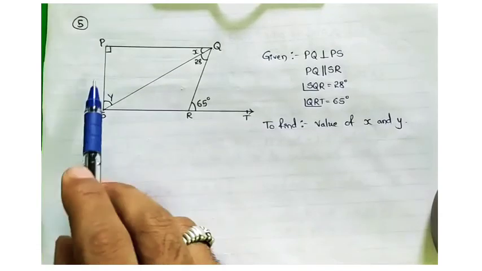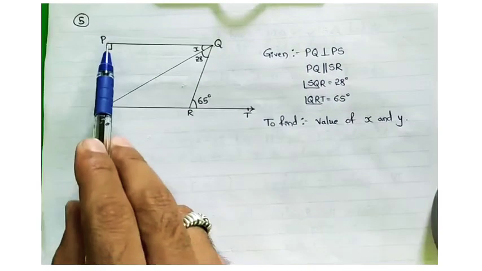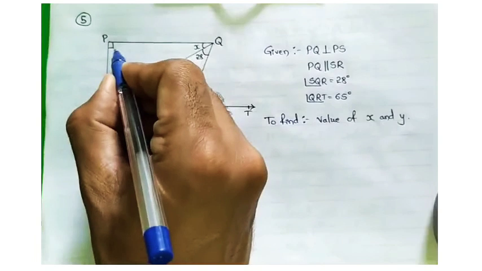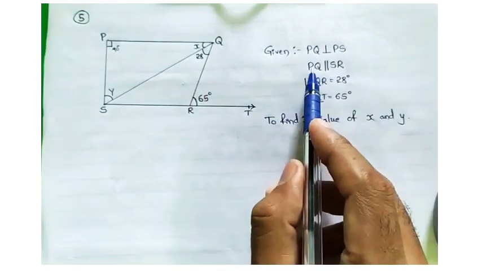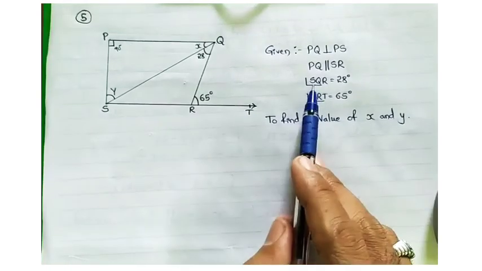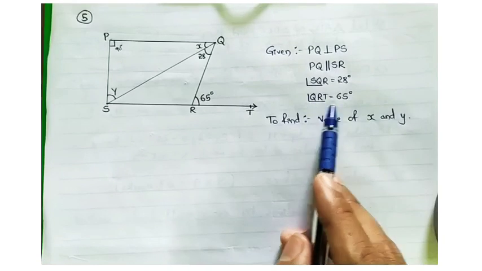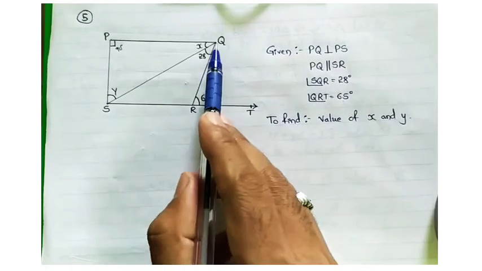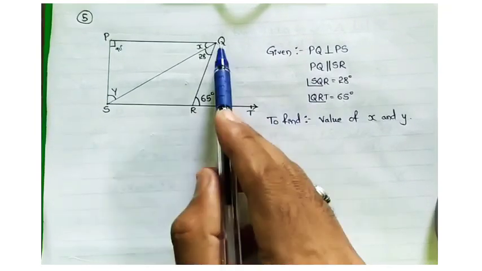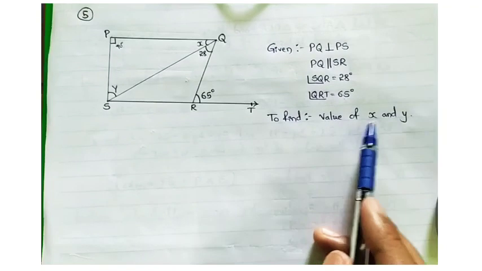In the fifth question, here they given diagram with PQ perpendicular to PS. Here PQ is perpendicular to PS, it means here it making 90 degree. So let's write it as 90 degree. And PQ parallel to SR, PQ is parallel to SR. And two more angles they given, SQR equal to 28 degree and QRT equal to 65 degree. So here SQR, that is 28 degree, QRT that is 65 degree. We have to find value of X and Y.